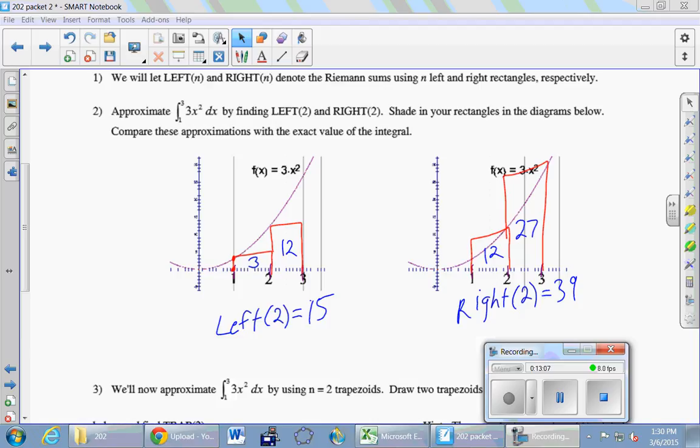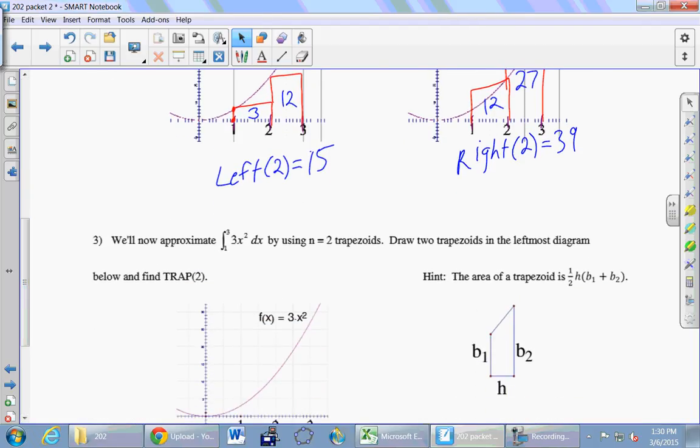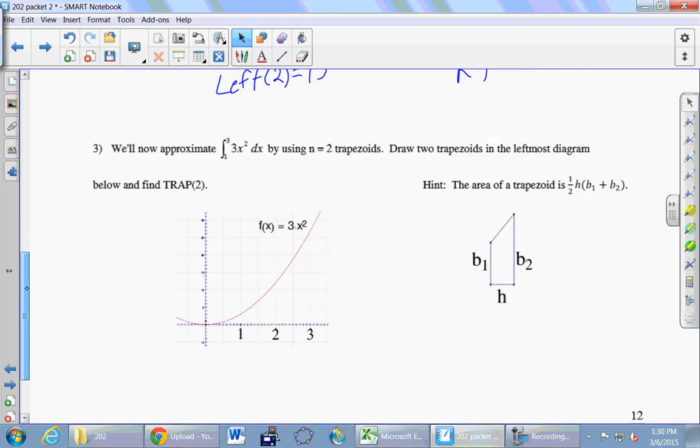Okay, so this is not new. And in fact, this was the last question on the test, basically. And we did really well as a class on this question. So let's move on to number 3. And we're going to do something different. I don't think we've done trapezoids before, right? We've only done rectangles. So let's use n equals 2 trapezoids. And we're going to draw 2 trapezoids in this diagram below.